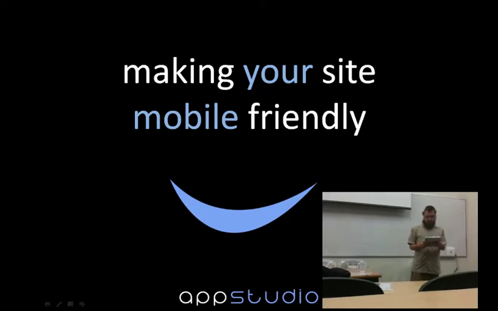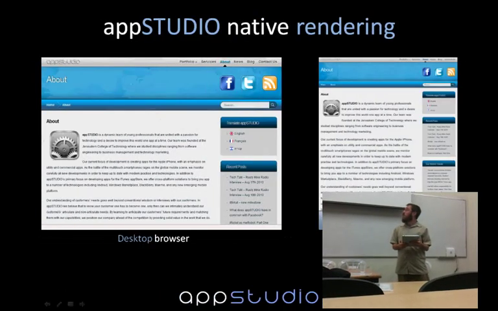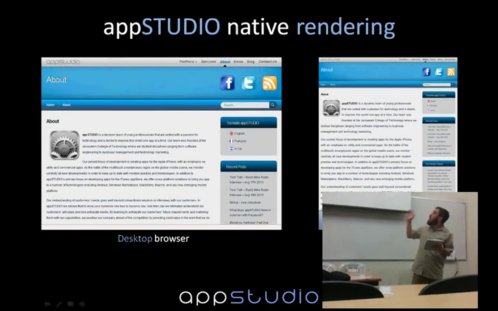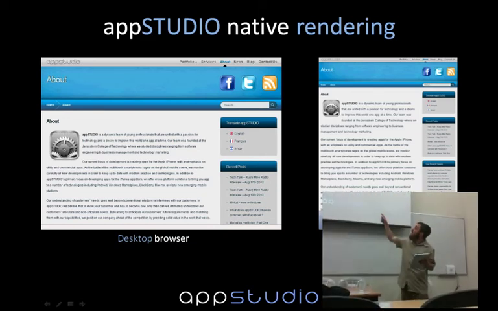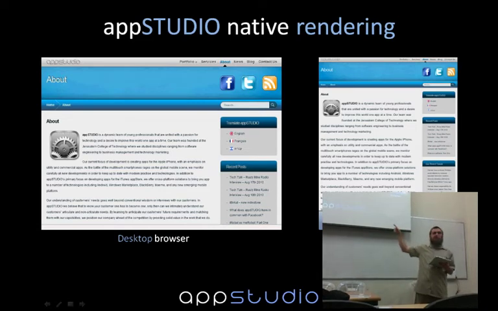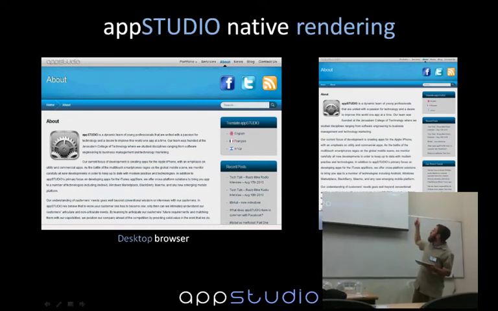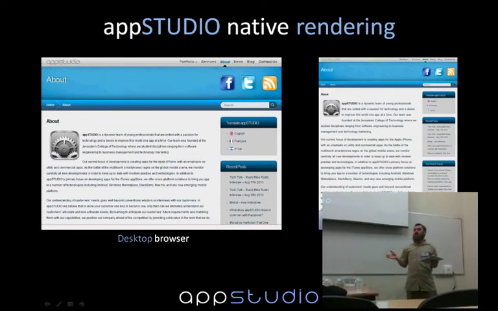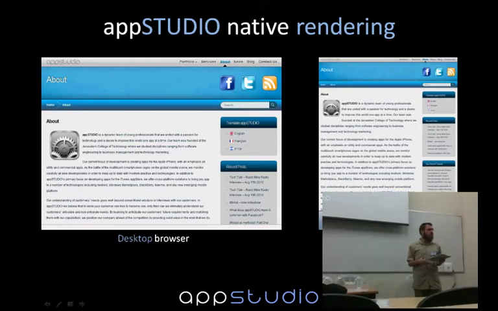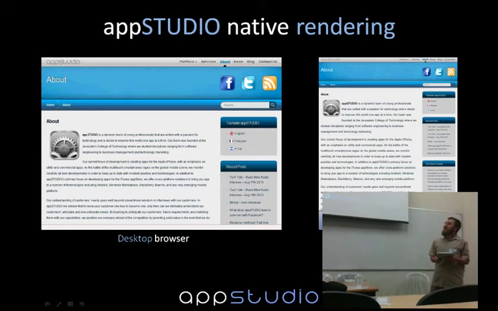So, if we take a look at our site, appstudio.co.al, you can see that on the left you have the way that our site looks on a traditional browser, and on the right how it looks on the iPhone. So now you could say to yourself, oh, well, I looked at my site and it looks fine. I don't really need to put any effort into migrating it over to a mobile platform. But the main thing to consider is that real estate is so much more valuable when you have such a smaller screen.